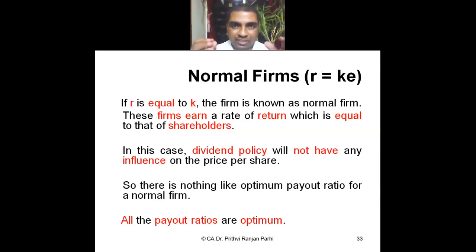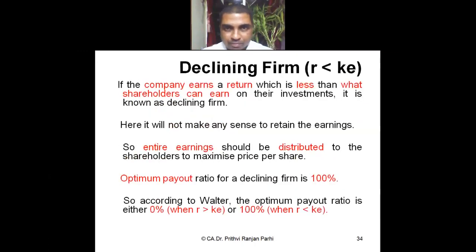If the firm is a normal firm, then it will not have any impact on the value of the firm. So any ratio is a good ratio if it is a normal firm. But in case it is a declining firm, as you can see, R is less than K. That means shareholders are expecting, let us say, 15%, but the firm is earning 12%. We call it R is less than K. We will be considering it as the declining firm.